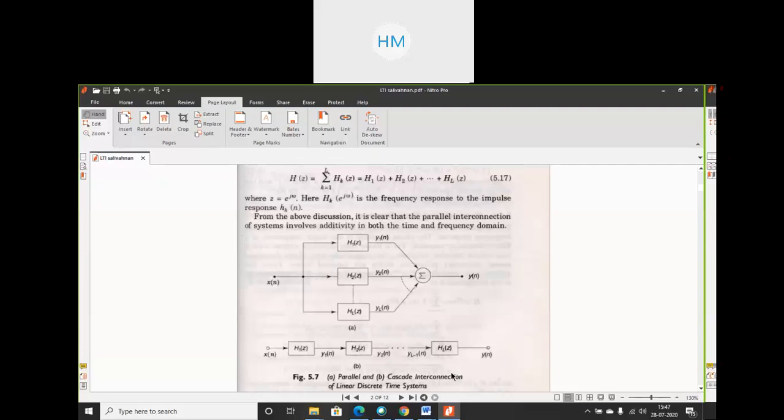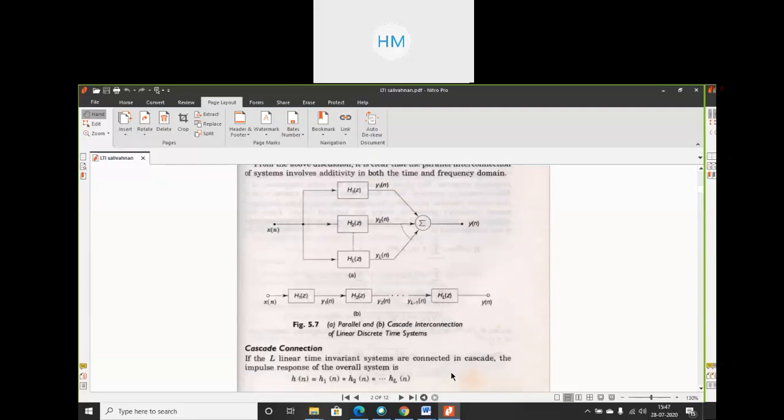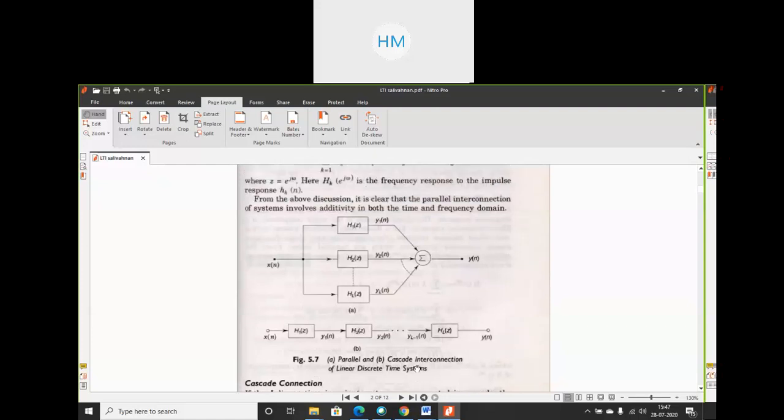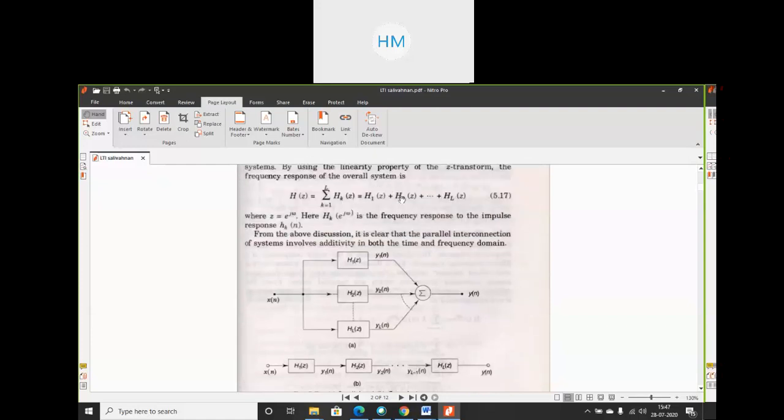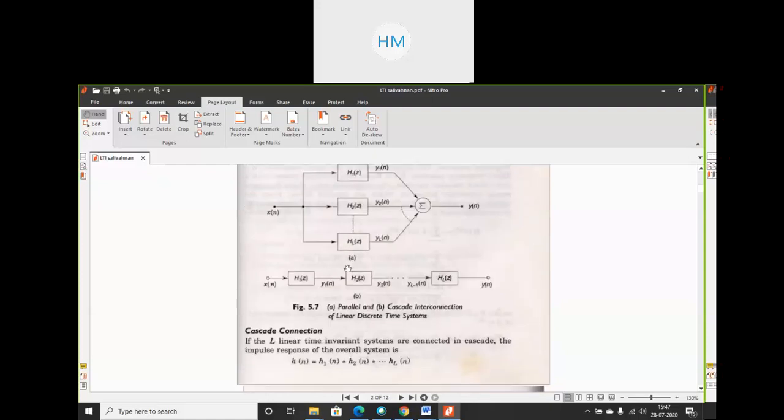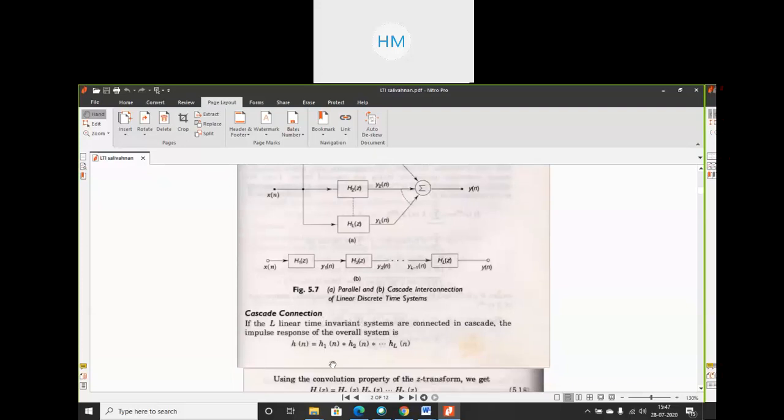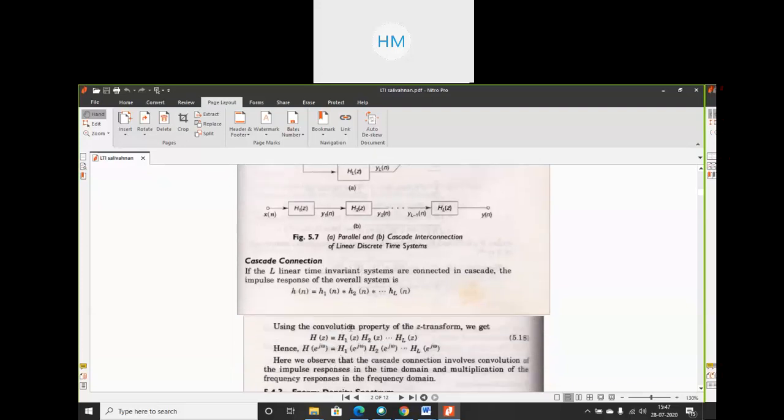So both interconnections are possible in LSI systems. Cascade connection: if the LTI systems are connected in cascade, the impulse response of the overall system is the convolution h1 of n convolved with h2 of n convolved with hL of n. Clear? Here, in the Z transform, you can directly multiply the Z transforms of h of n, using the convolution property of the Z transform. In the Z domain, these are directly multiplied.